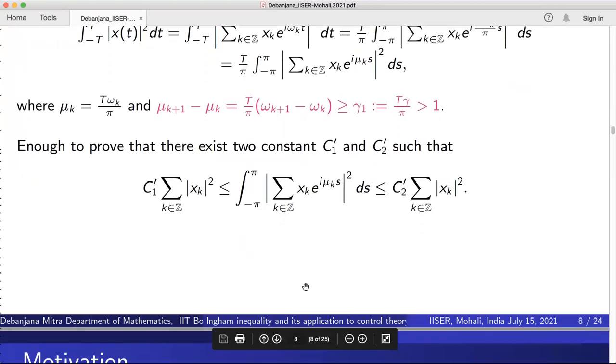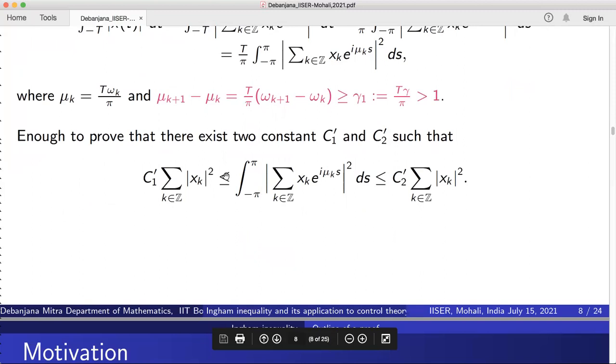Okay, so first we will prove that first inequality, that leftmost inequality, I will call it the first inequality. First we will prove this part, and then the other part will be more or less straightforward.